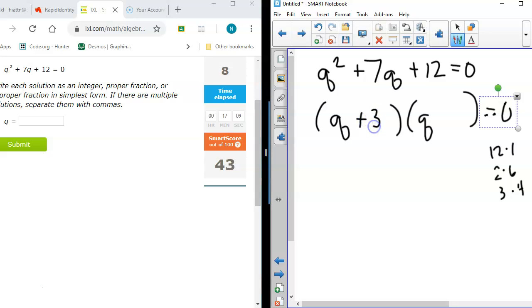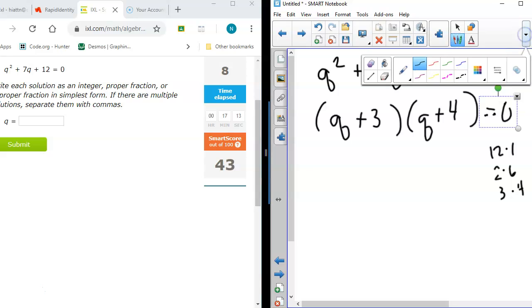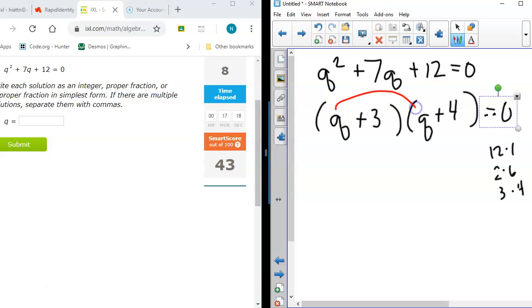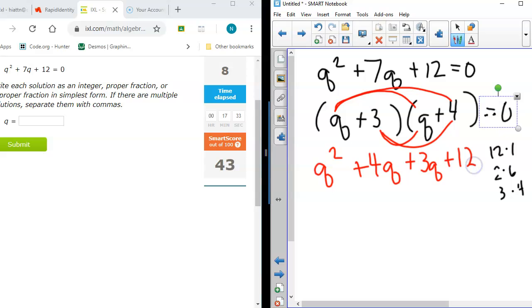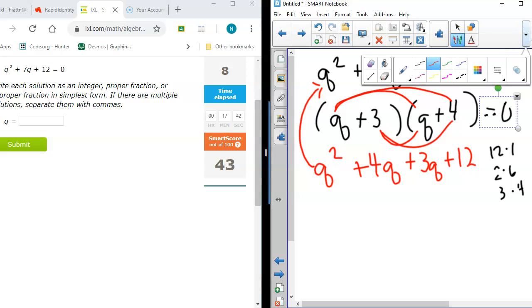On the last one, I forgot to show the check of that. You don't have to write it down. I usually do it in my head. q squared plus 4q plus 3q plus 12. That is going to give you q squared plus 7q plus 12 whenever we put it back together. So that tells you that you factored this correctly.